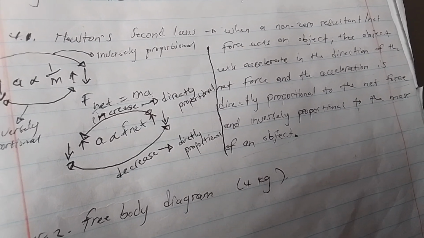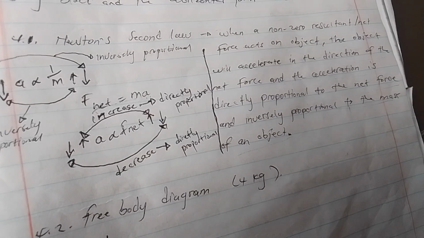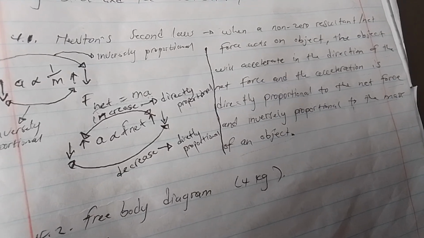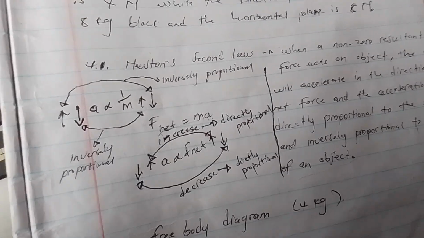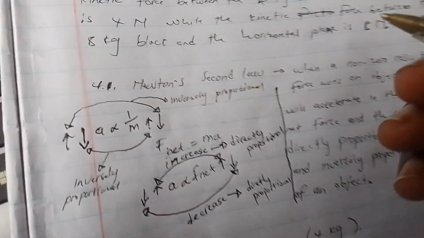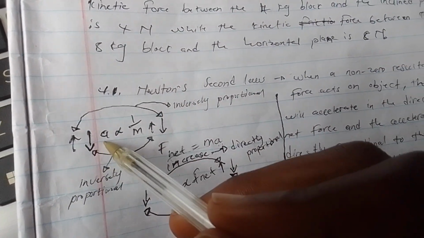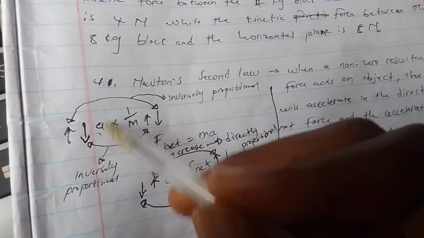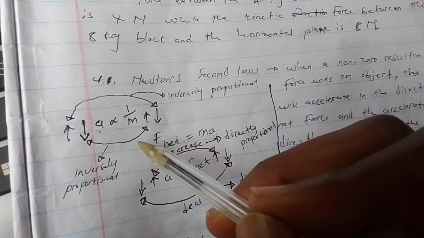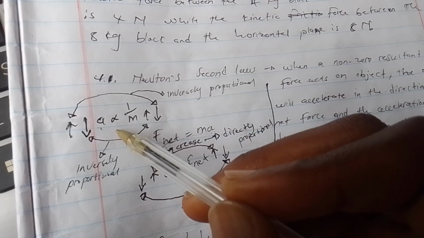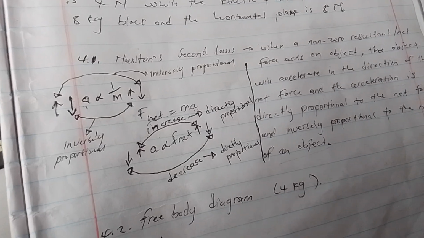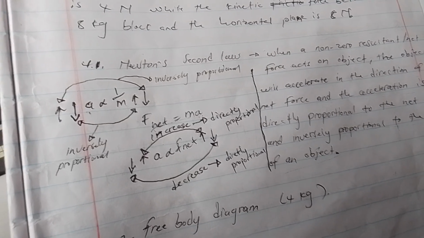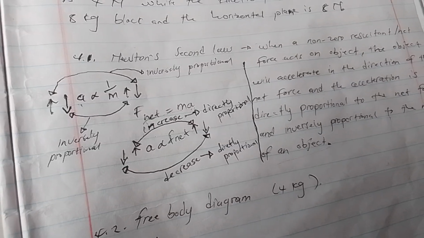So let's go to inversely proportional, when our acceleration becomes inversely proportional to the mass of an object. Let me explain what it means. It means that when our acceleration increases, our mass decreases. When our acceleration decreases, our mass increases. That's what it means when they say acceleration is inversely proportional to the mass of our object.